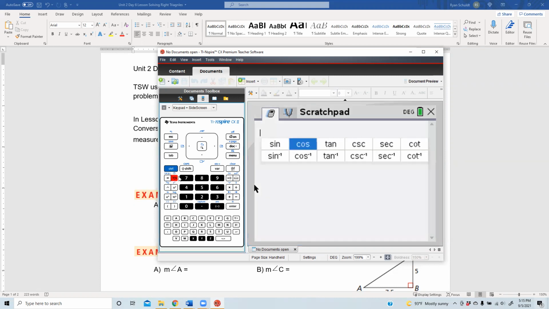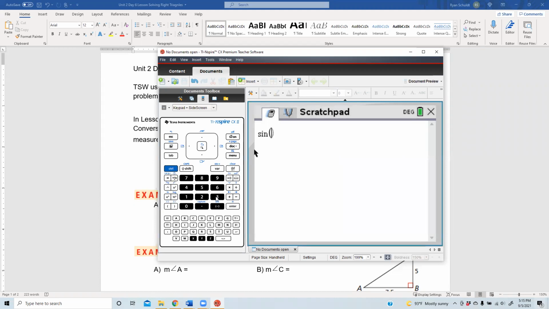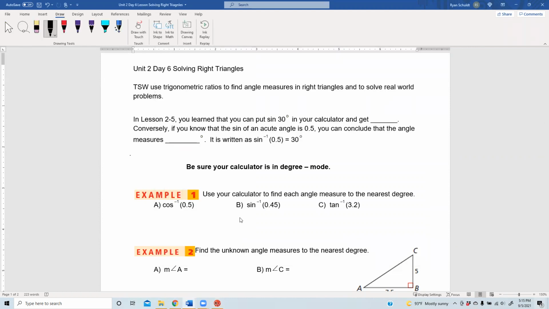So I wanted to do the sine of 30 degrees. Remember that to get that, you hit the trig button, sine of 30, and we get 0.5. So the sine of 30 degrees is 0.5. If we know that the sine of an angle is 0.5, then going backwards, we can conclude that the angle is 30 degrees. Just like you can go one way, you can go in reverse and get the same info.